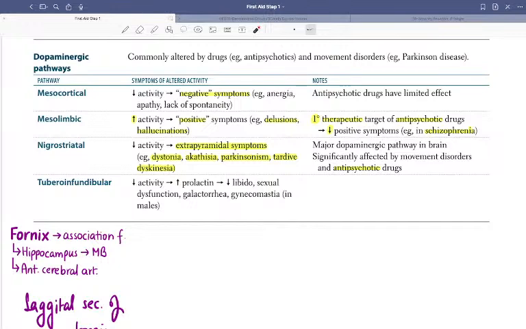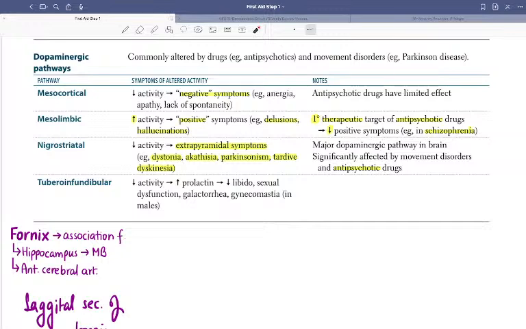One more thing: the mesolimbic is a reward pathway. When the activity of this pathway is increased, it gives rise to the positive symptoms. Next is the nigrostriatal pathway.